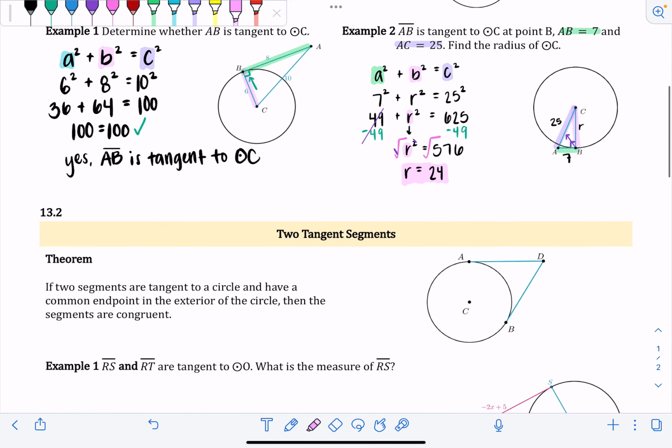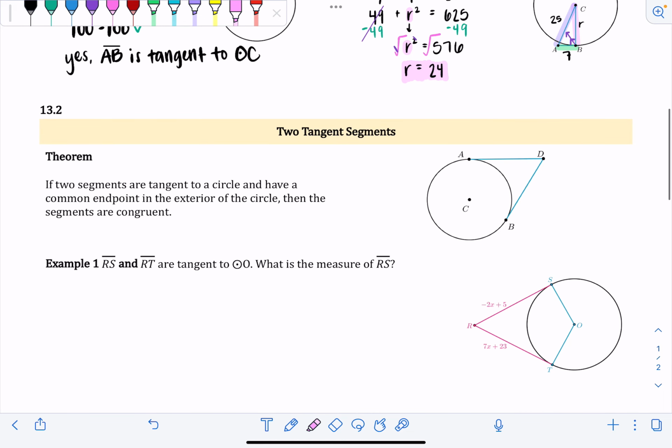Okay, moving down to 13.2, this one has another new theorem. This one has to do with two different tangent lines, so starting at the top. If two segments are tangent to a circle and have a common endpoint in the exterior of the circle, outside the circle, then the segments are congruent.